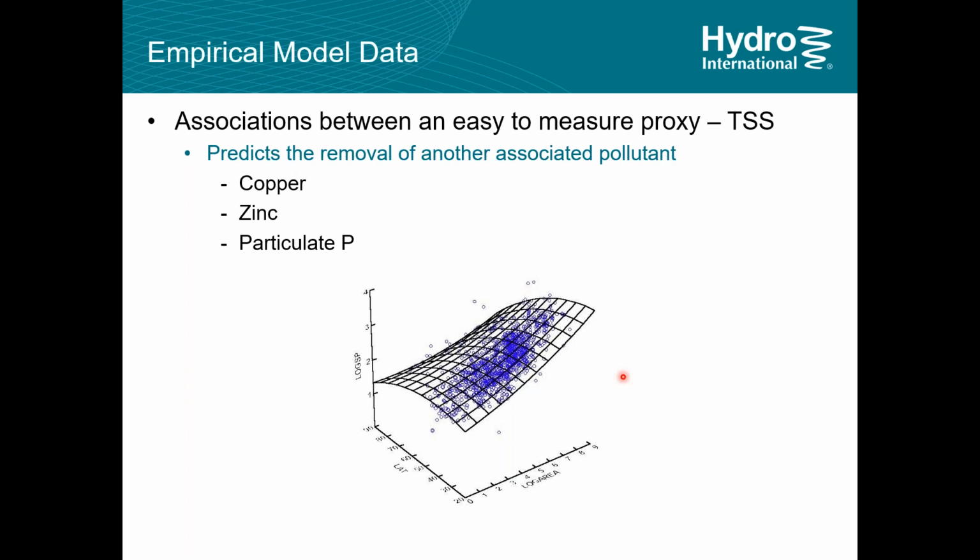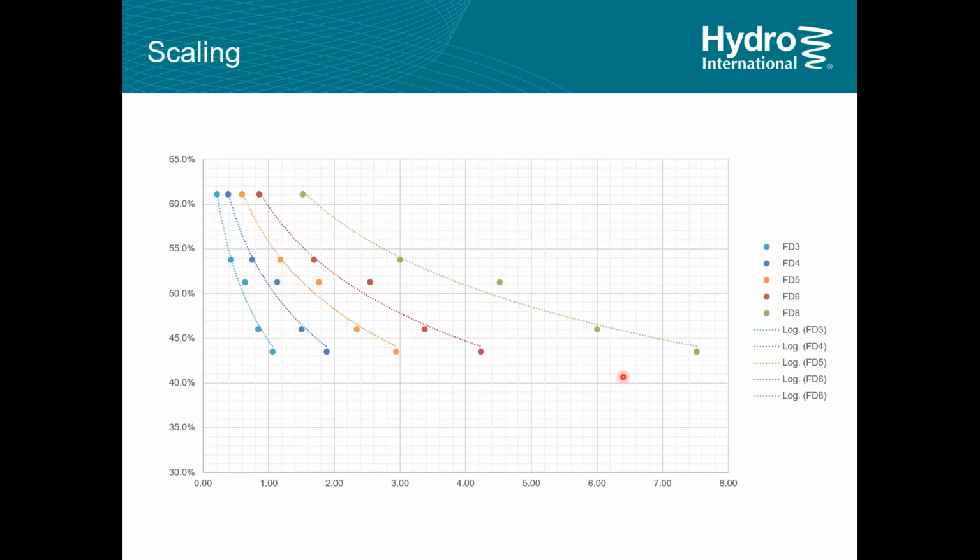So you can use something like TSS and measure that coming in, and from that you can associate the removal of copper or zinc or particulate phosphorus. We've found to some extent this is quite successful, and we're continuing to develop this model for our industrial stormwater.